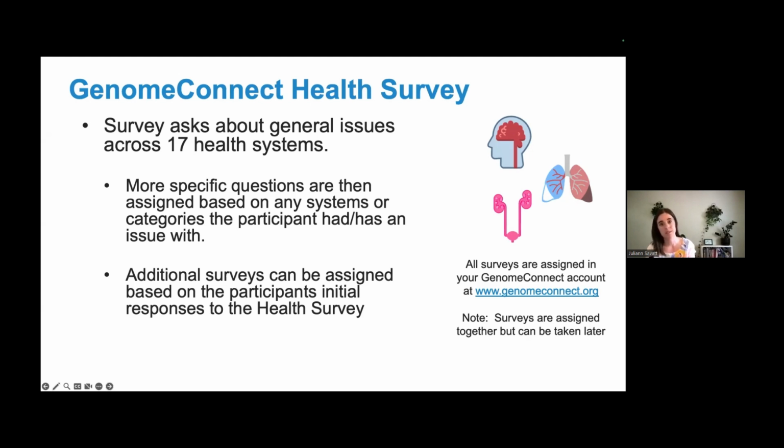A couple of notes. All of the surveys are assigned within participants' GenomeConnect accounts. So accessing those surveys, if you get a reminder for please complete a survey, the first step is to log back in and you'll see it right there on your profile on your dashboard. Sometimes we will assign a few surveys together, but it doesn't mean you have to complete them all in one sitting. By all means, you can log back in, take them later if you don't have time to complete them all at once.